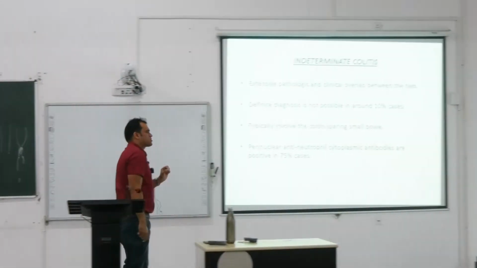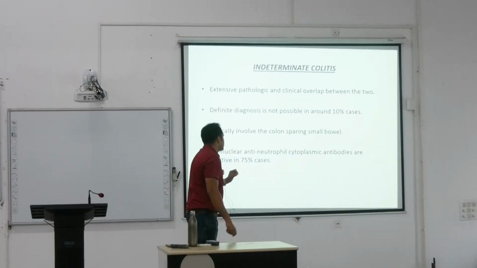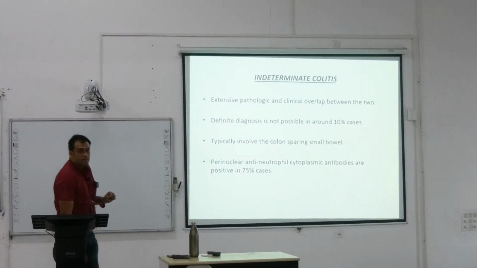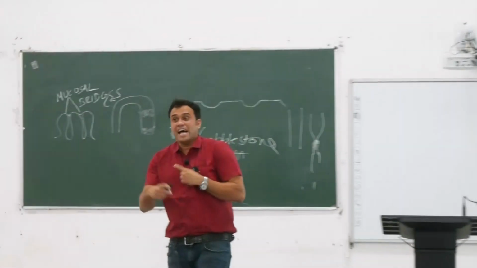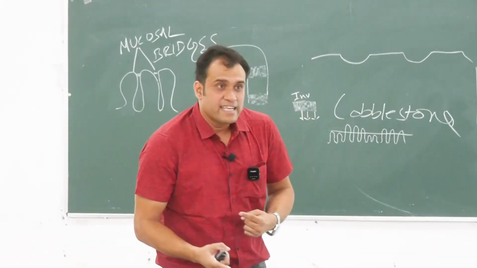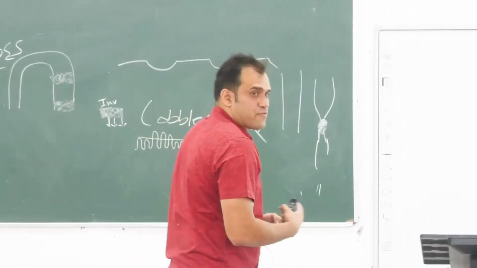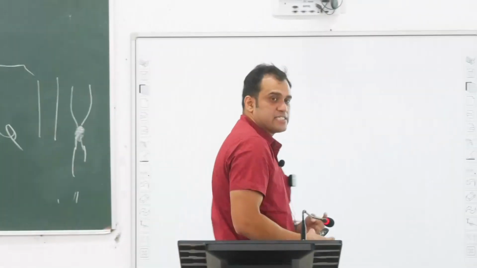Then comes indeterminate colitis. Just remember the point. Indeterminate colitis means there is extensive pathology and clinical overlap between the two. We need ancillary tests to identify whether this is a case of ulcerative colitis or a case of Crohn's disease.